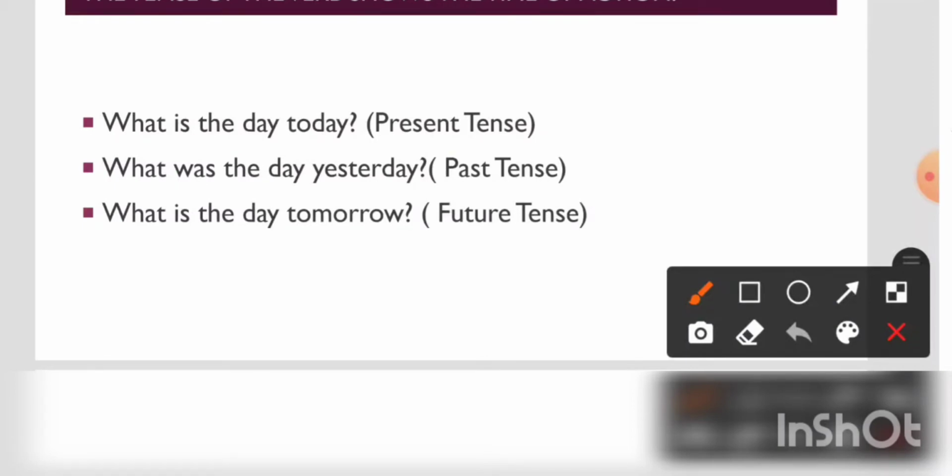And what was the day yesterday? The day which is gone, or the previous day? Yesterday was Thursday, so this is past time. What is the day tomorrow? Tomorrow is Saturday, so this is a future time. So there are 3 main tenses: present tense, past tense, and future tense.